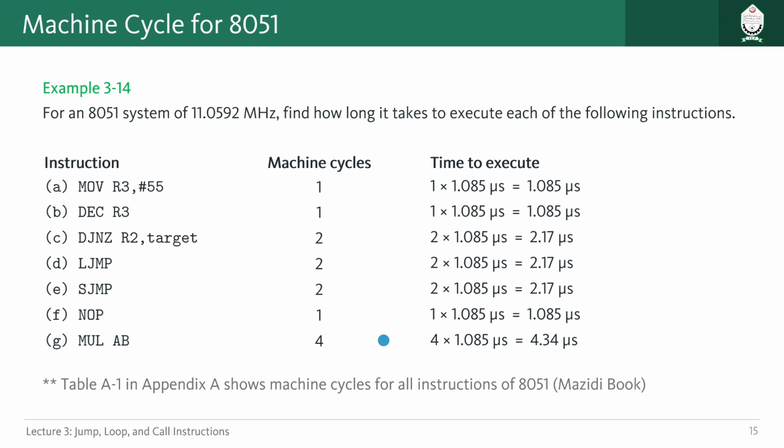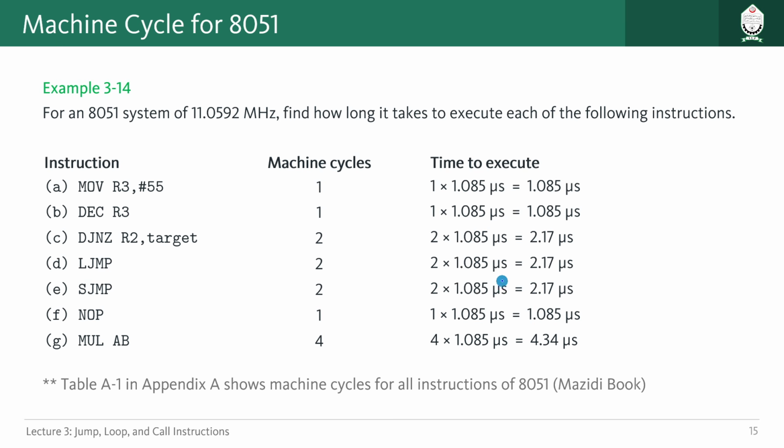now let us look at some of the instructions and how many machine cycles are needed to execute them. Here some common instructions are given. If you give any kind of move instruction, we need one machine cycle to complete that. For long jump and short jump, we need two machine cycles. And because we are talking about a system with 11.0592 megahertz, the length of one machine cycle is equal to 1.085 microseconds.